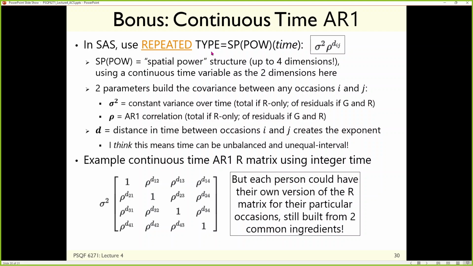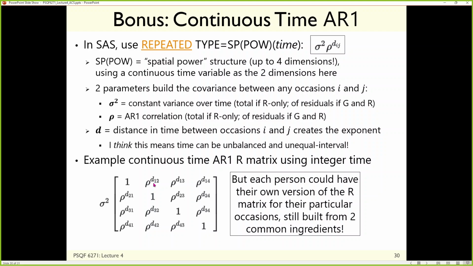So this is an example of how to do continuous time autoregressive models, and I borrowed this out of the SAS documentation in particular. So these are the 2 slides I sent out on Thursday that are now appended to the end of lecture 4. So the way it works is it computes D as the distance in time between occasions I and J, and then it just sticks it in there.